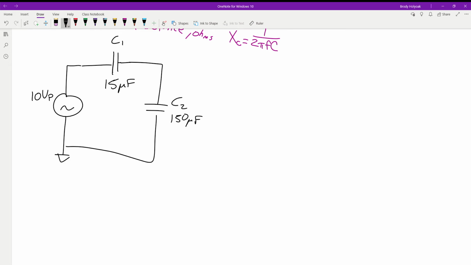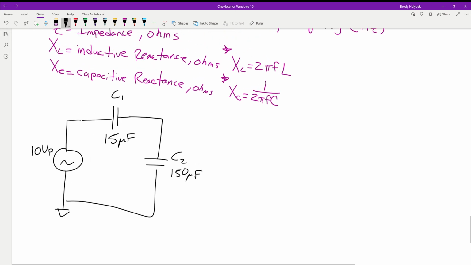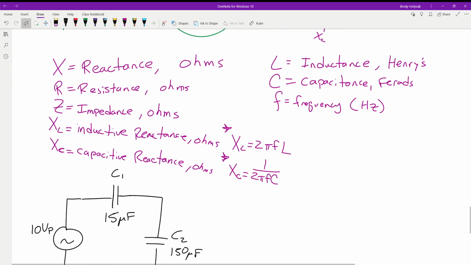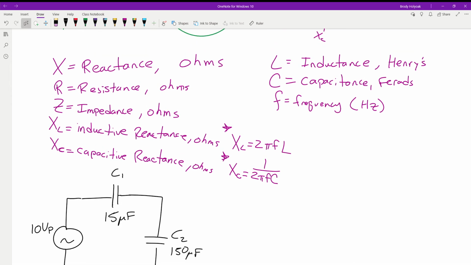One of the things we're going to find in AC is that these are going to change their effective resistance, which is the reactance, according to the frequency. So we're going to analyze this circuit using a couple of different frequencies. We want to find the voltages, the reactances, the reactance totals, and the voltages of each of the capacitors. Remember in our list, these are what we're going to be working with from here on out.